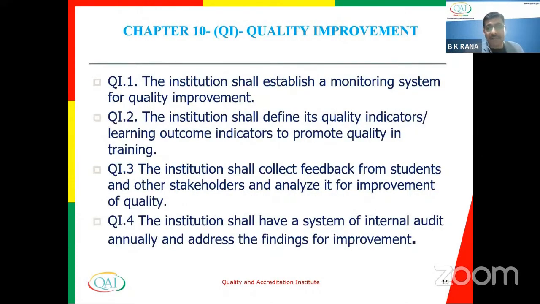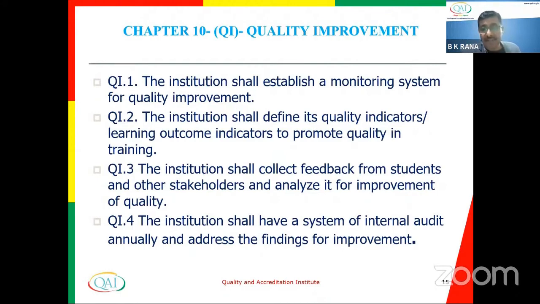Chapter 10, which is the last one, quality improvement. As we talk about accreditation, there is a component of improvement, and quality is not something which you can do one time and then relax. No, it's an ever evolving process. It has to go from here to there over a period of time on a continuous basis.